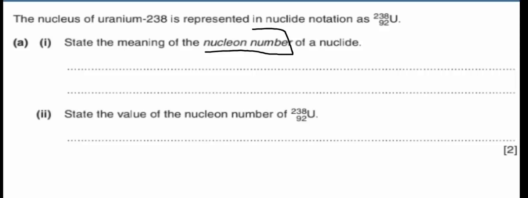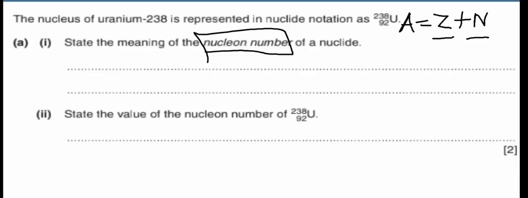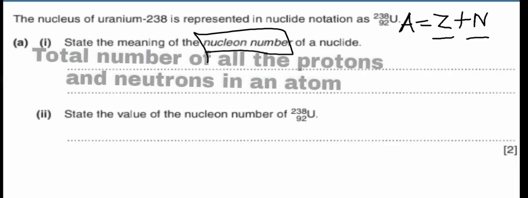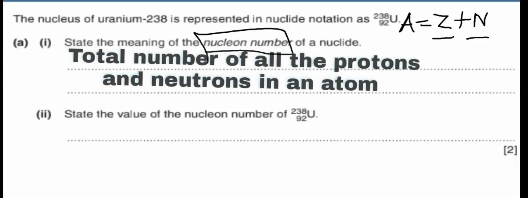So this term here, which is the nucleon number, we can say the other name is going to be the mass number. Now to bring you back, in grade 10, we can say the mass number is equal to the proton number plus the neutron number. So for you to have the mass number, you need to add the proton number plus the neutron number. So to define the nucleon number, or the mass number, we are going to say the nucleon number is the total number of all the protons and all the neutrons in an atom. So we can say the total number of all the protons and neutrons in an atom. That one is the answer.